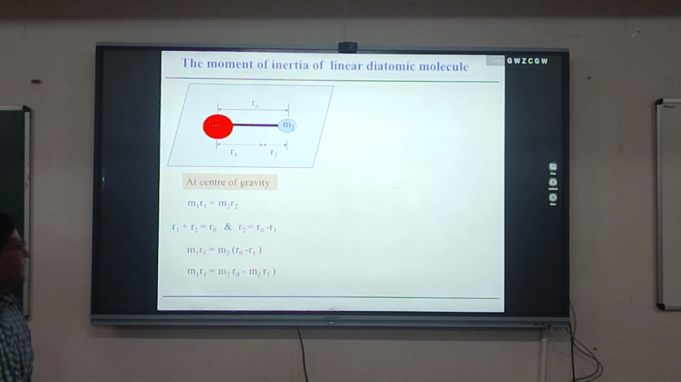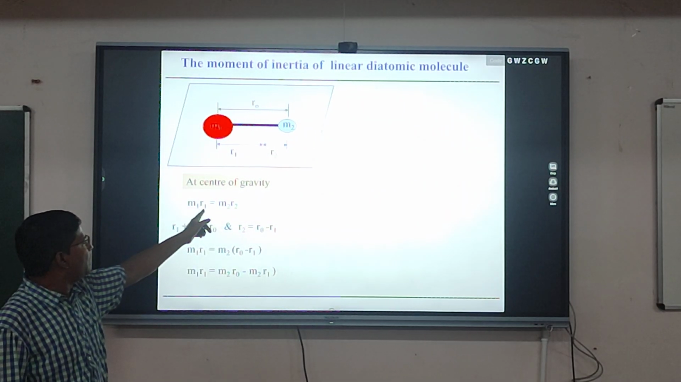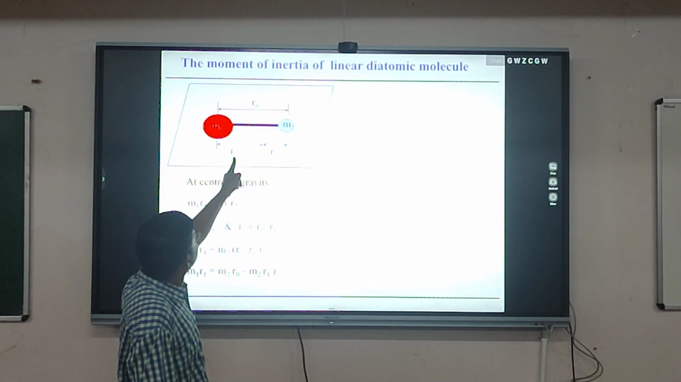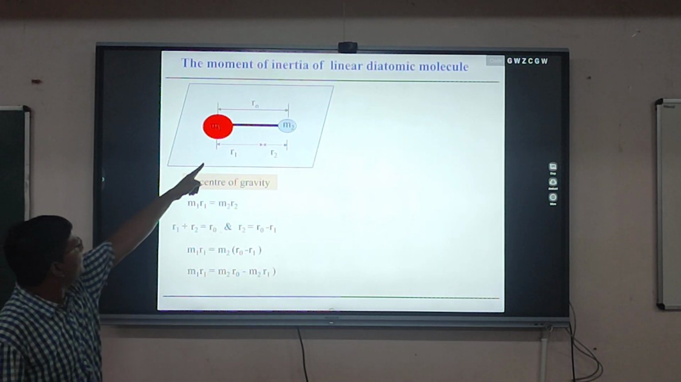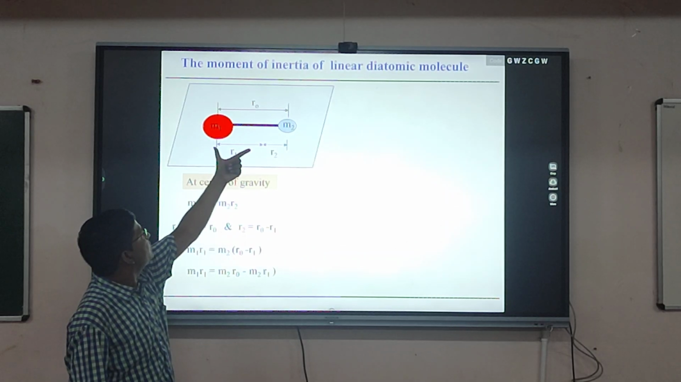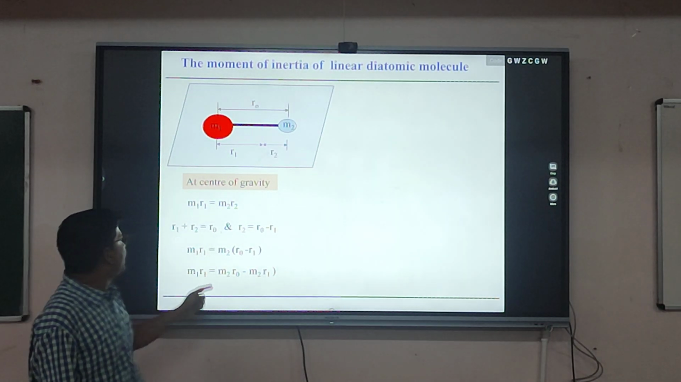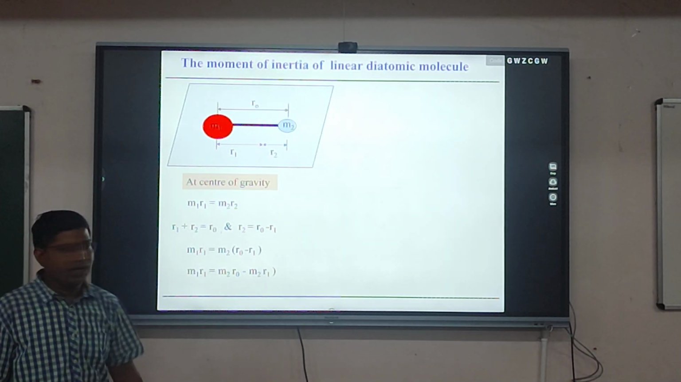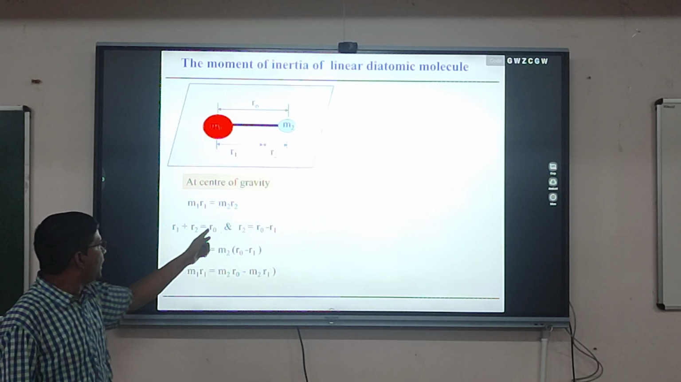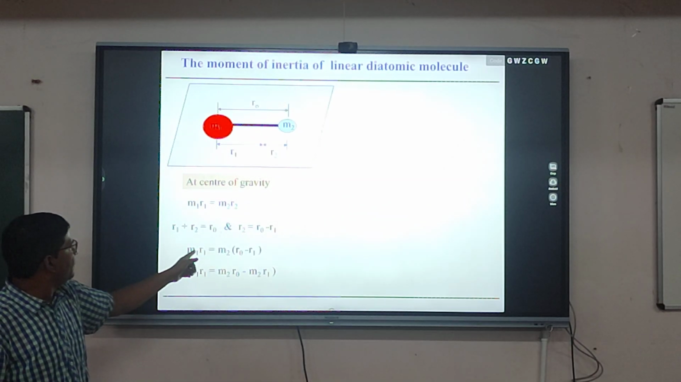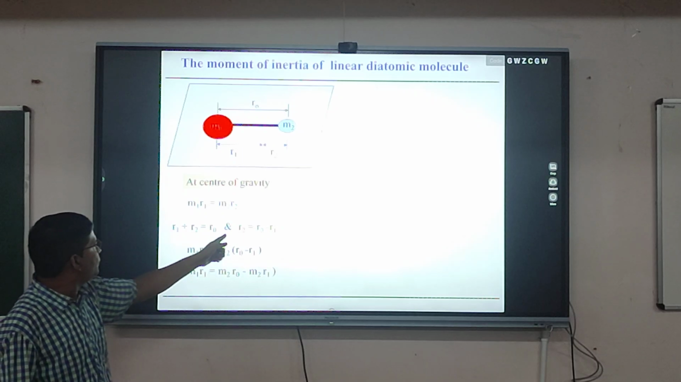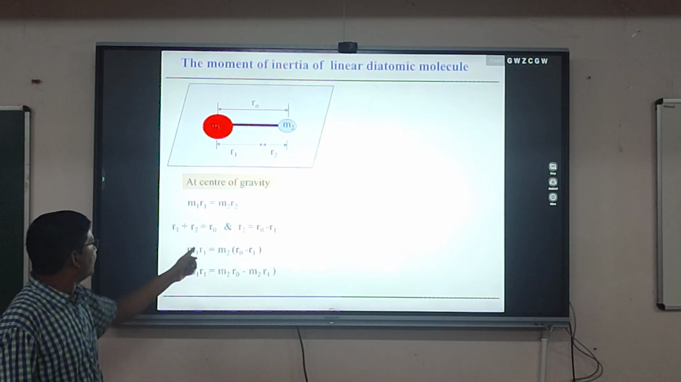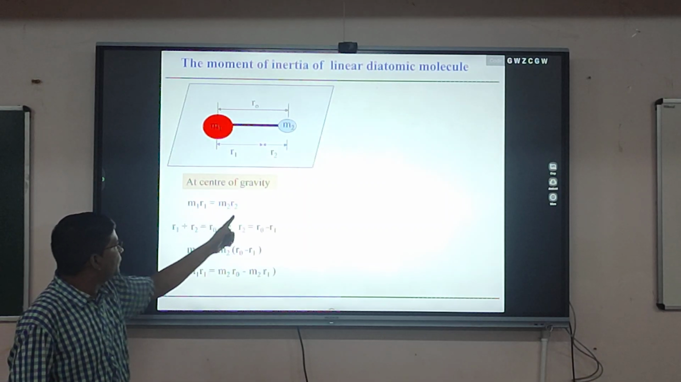Now at the center of gravity, we know that M1 R1 equals M2 R2. We also know R0 equals R1 plus R2, where R0 is the total distance between the two atoms. So R1 plus R2 equals R0, and then R2 equals R0 minus R1. Then we put this value of R2 into M1 R1 equals M2 R2.